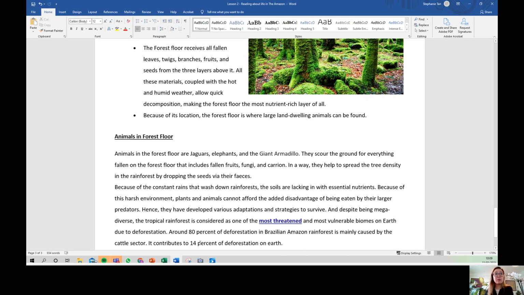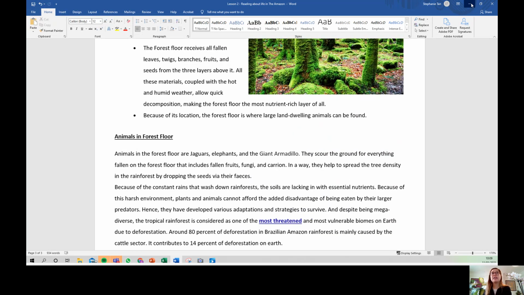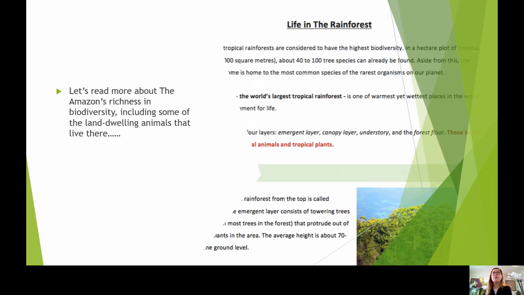It contributes to 14% of deforestation on Earth. So if you think about how important the Amazon rainforest is, deforestation is a very bad thing. Okay, once you have read this whole worksheet, let's go back to the PowerPoint.